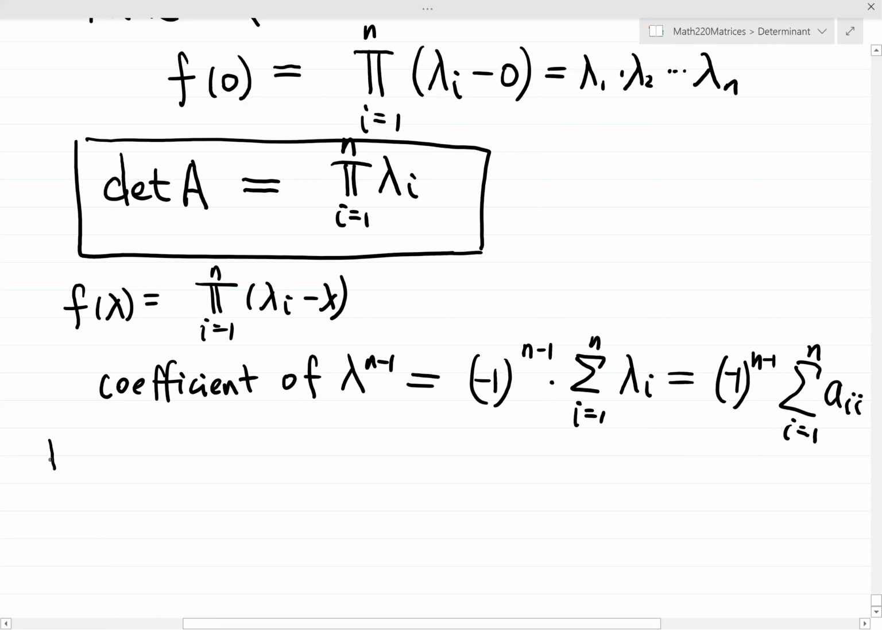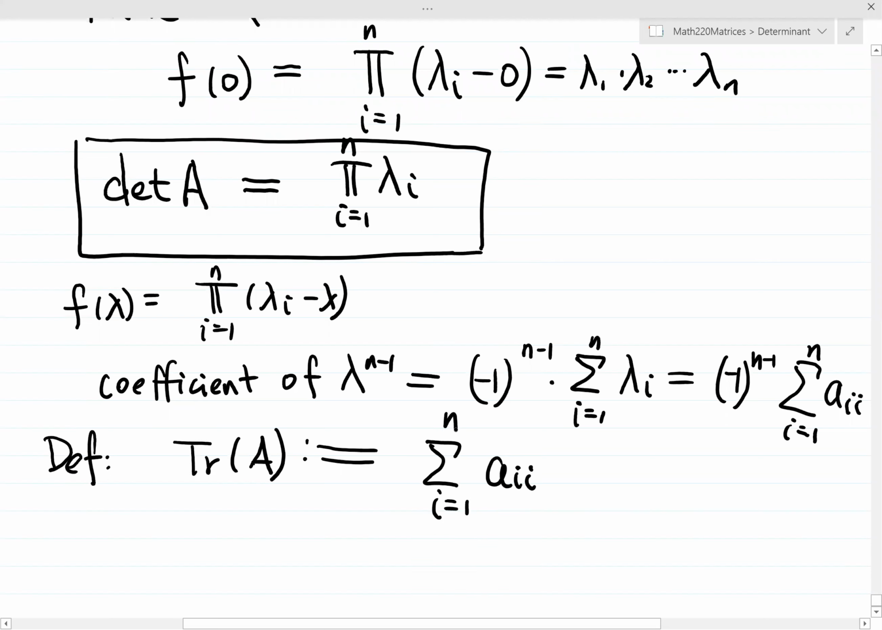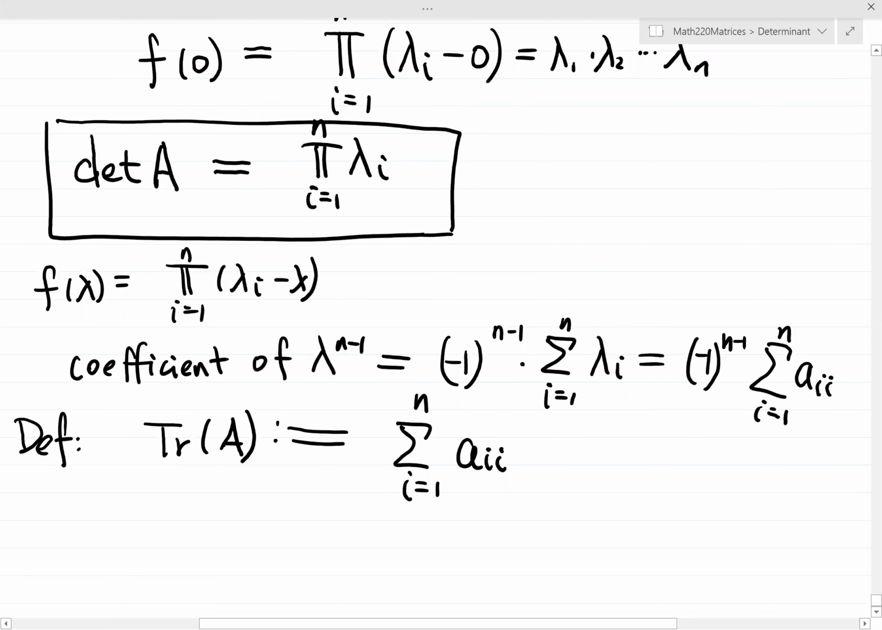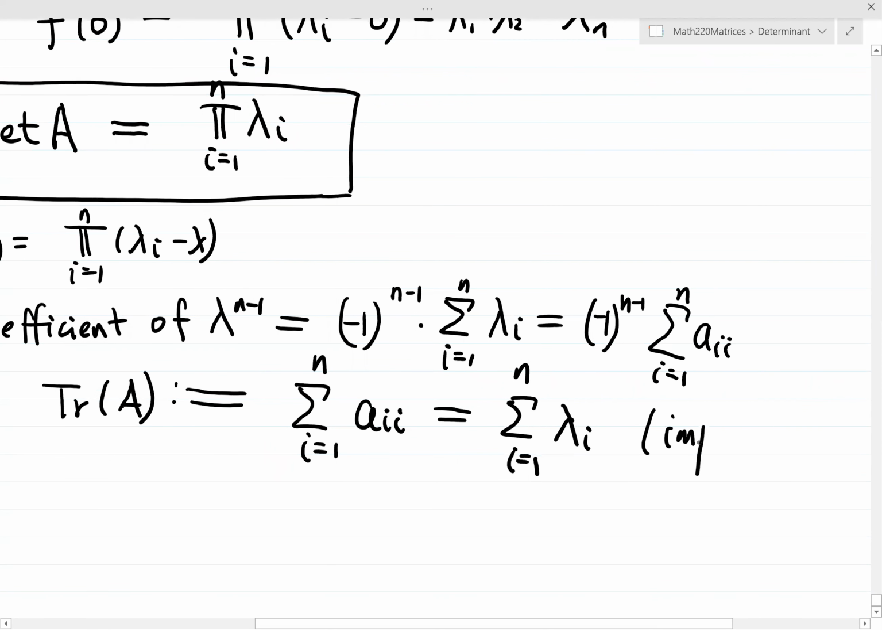So, definition. The trace of A is defined as, for an n by n matrix, the sum of the main diagonal entries. And this is equal to the sum of its n lambda values, the eigenvalues. So this trace is super important in linear algebra.